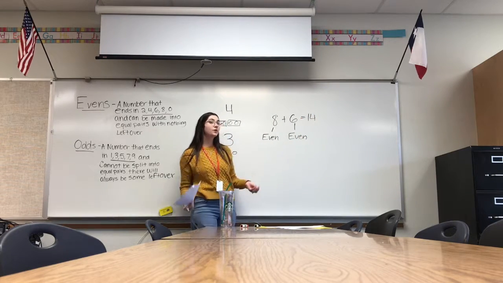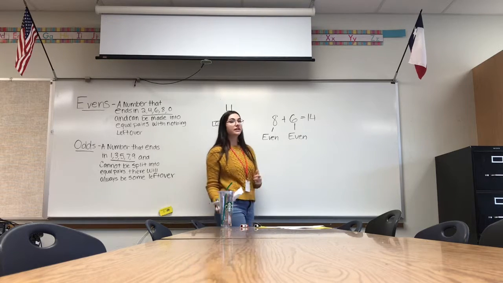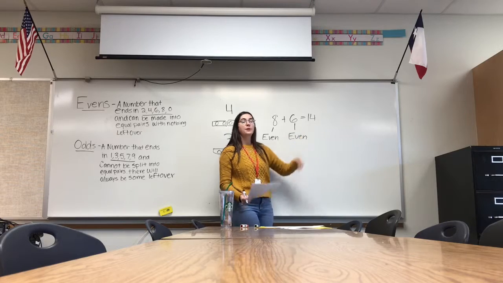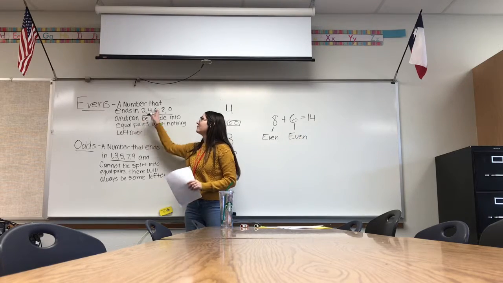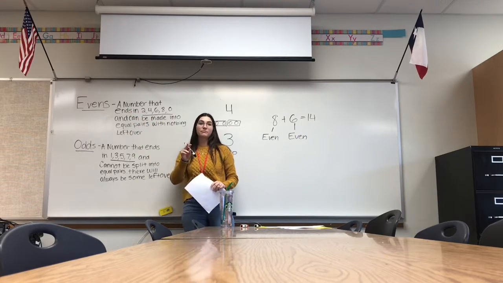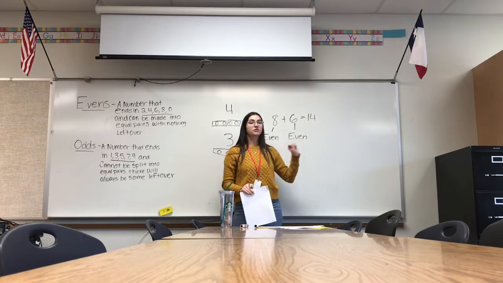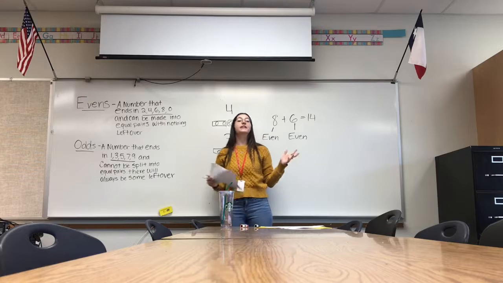So is 14 an odd or an even number? Because 1 is an odd number. But if we look at our definition, it's a number that ends. So the last digit of the number is the one that you need to look at. So is 4 an odd or even? An even, correct.